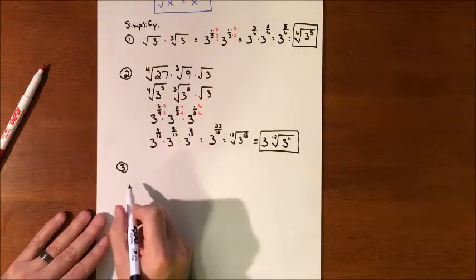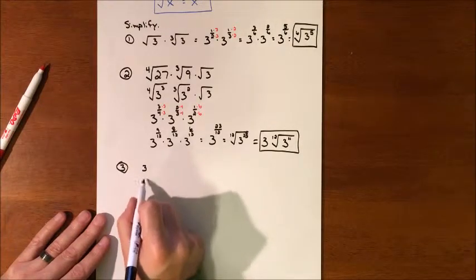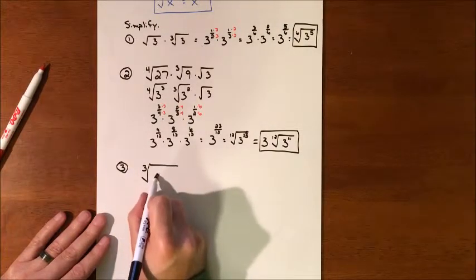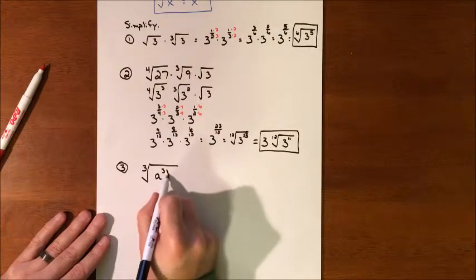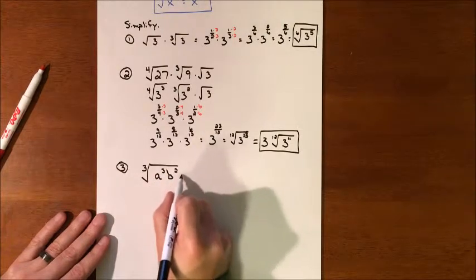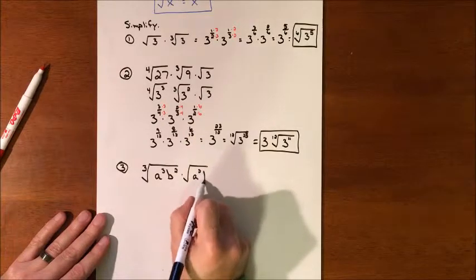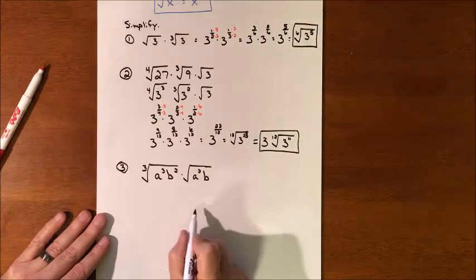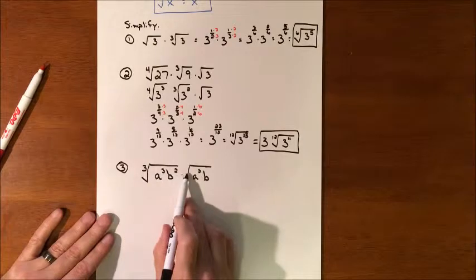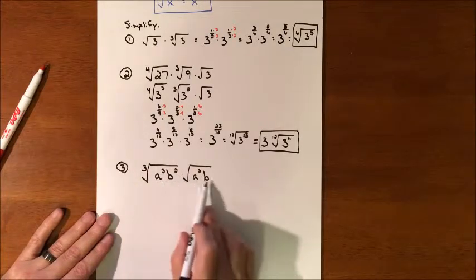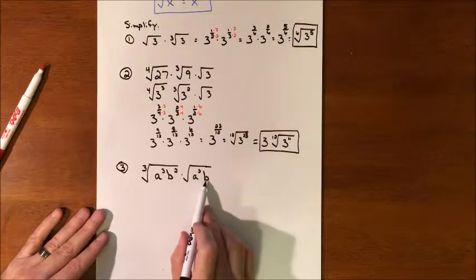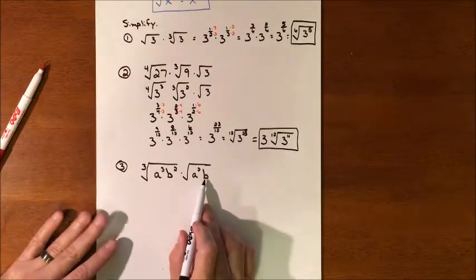So if we have the cube root of a to the third b to the second times a square root of a to the second times b. Same issue, cube roots times square roots, but they have the same bases. We just have more of them, but they do match. So we're going to be able to combine these somehow.